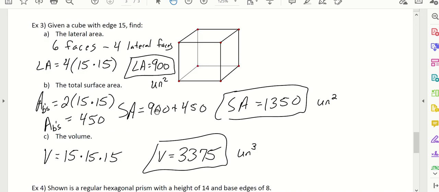Finally, the volume, length times width times height for a rectangular prism, which a cube is. 15 times 15 times 15. We have a volume of 3,375 units cubed.